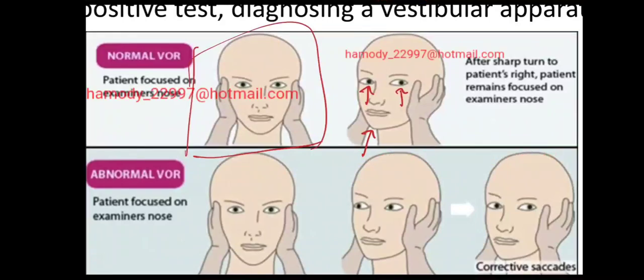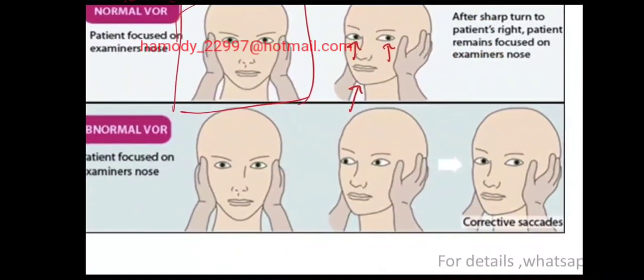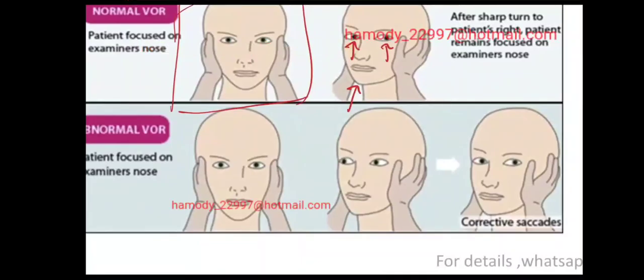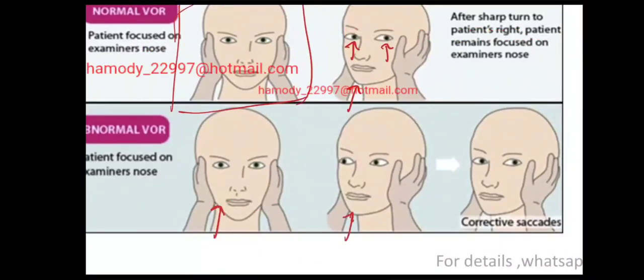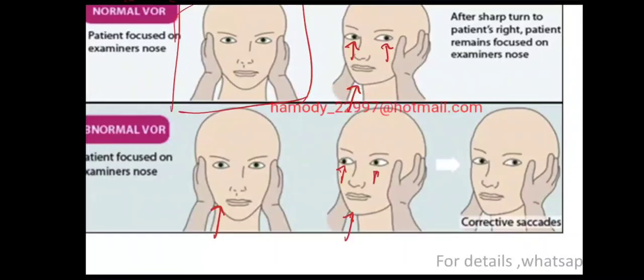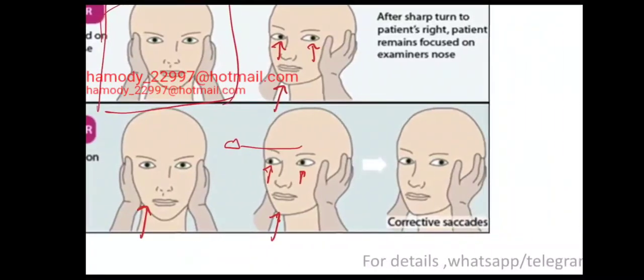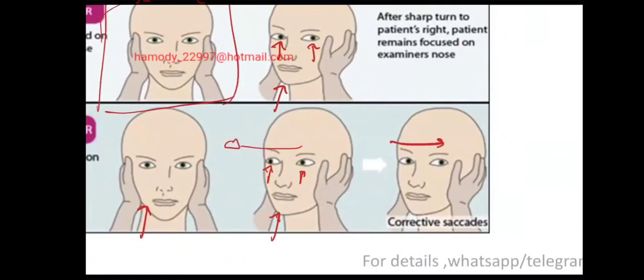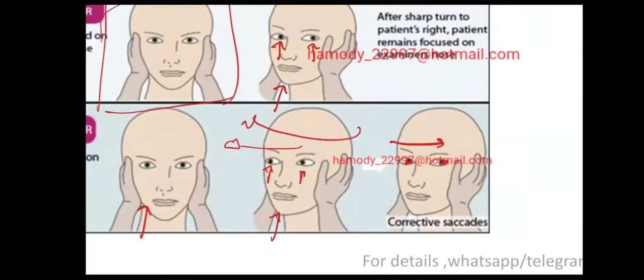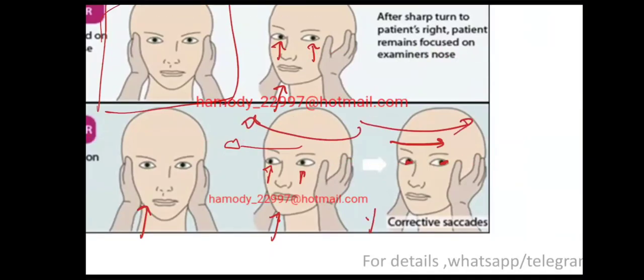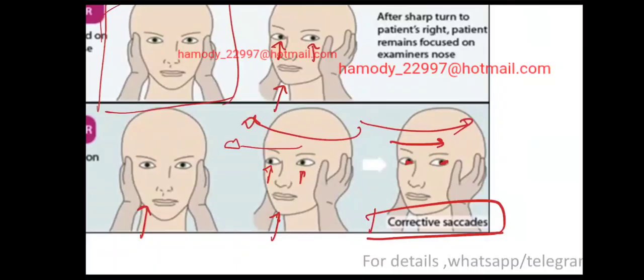When will they have a positive cascade, or when do we call it an abnormal or positive test? You ask them to fix their gaze. You turn the head, and the eye also turns towards that side, as you see in this picture. Then slowly it gets back to where you asked them to fix it. It might take a fraction of a second to get back. So the eyes have moved and come back. This comeback is known as the corrective cascade.